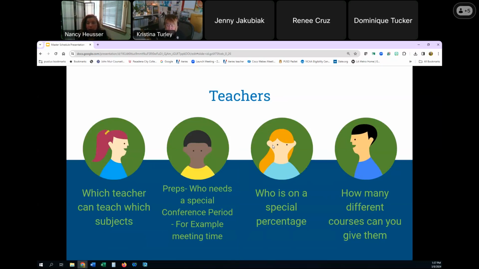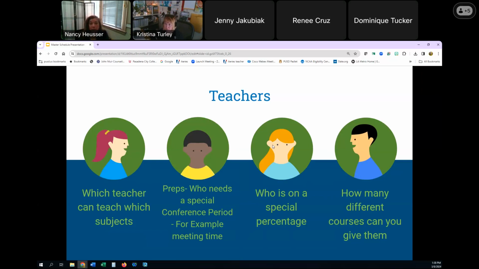Okay, the next thing you have to look at are your teachers. Which teacher can teach which subjects, right? What are they credentialed for? We've had situations where we said, oh, we'll give this teacher biology and chemistry, but they don't have a biology credential, so we can't do that. You really have to know what your teachers can teach. And every now and then a teacher says, oh, I want to teach such and such. Well, can they teach that? You have to call the district and find out if they can.